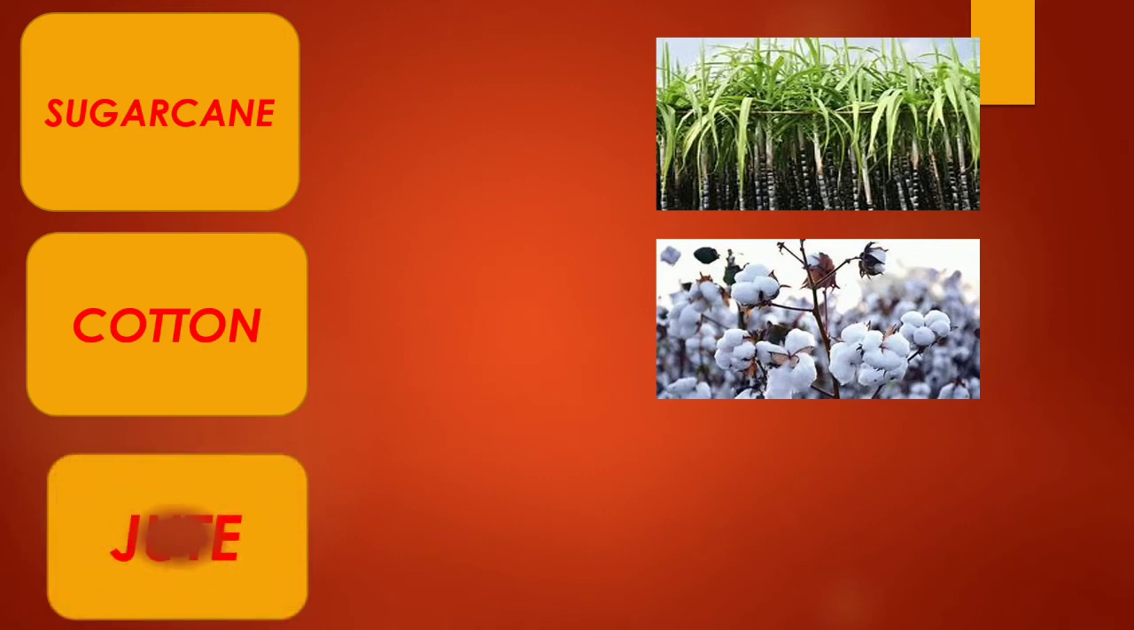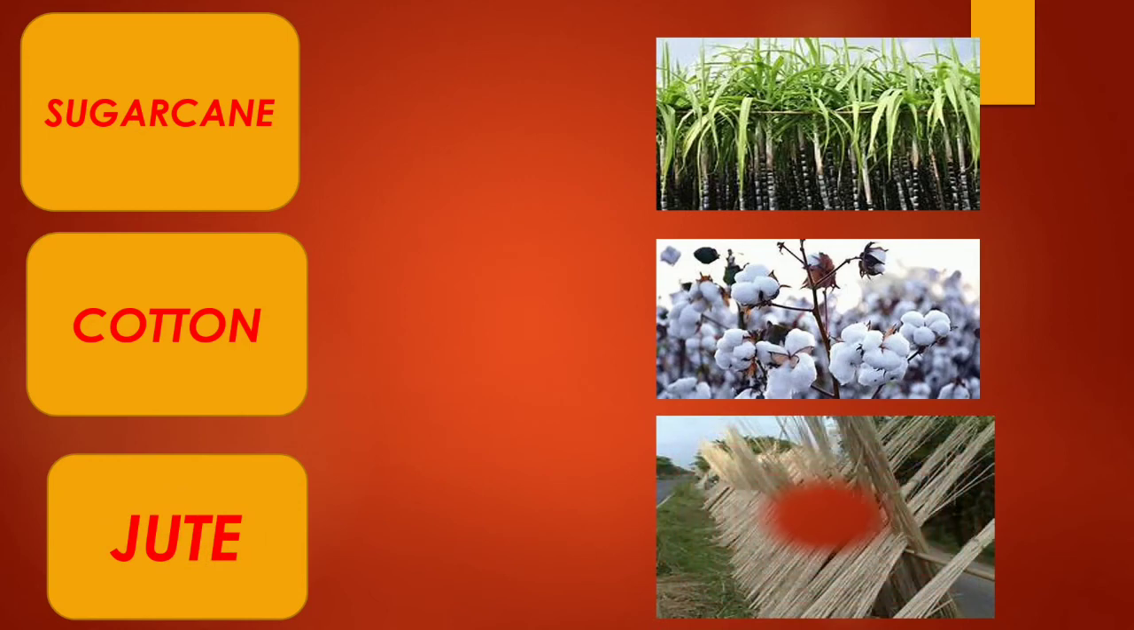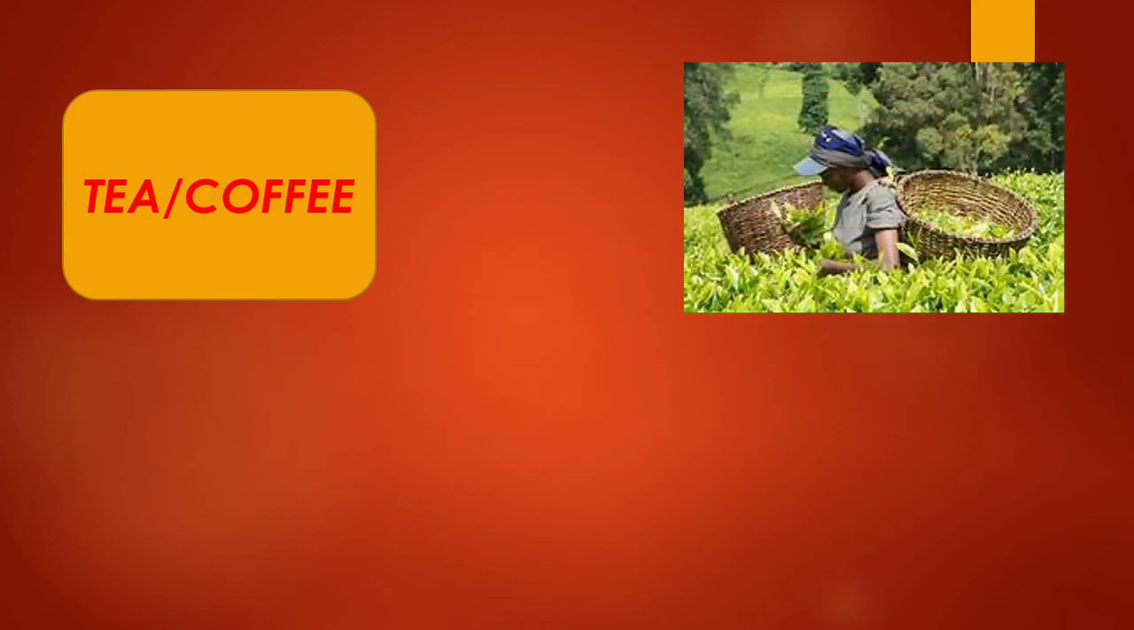Jute. Jute is used for making bags and carpets. It is mainly grown in West Bengal and Assam. Tea and coffee. India is the second largest producer of tea in the world. Tea grows best in hilly areas with heavy rainfall. It is mainly grown in Assam, West Bengal and the Nilgiri Hills of Tamil Nadu. Coffee is mainly grown in Karnataka, Kerala and Tamil Nadu.